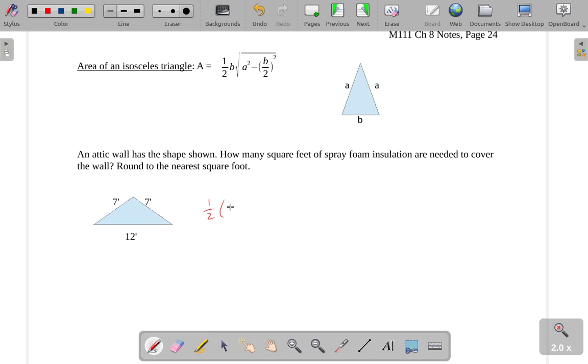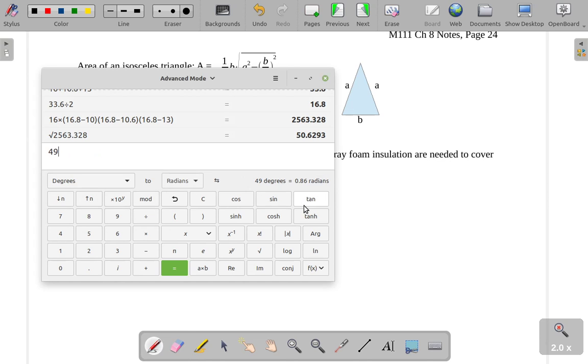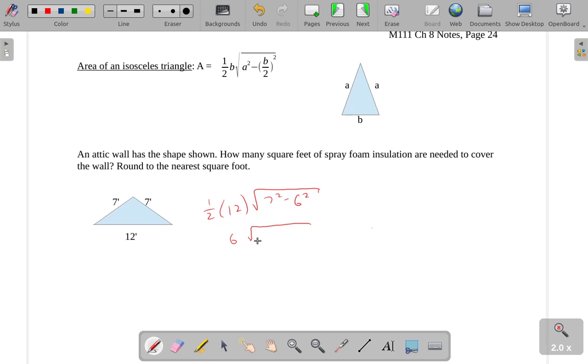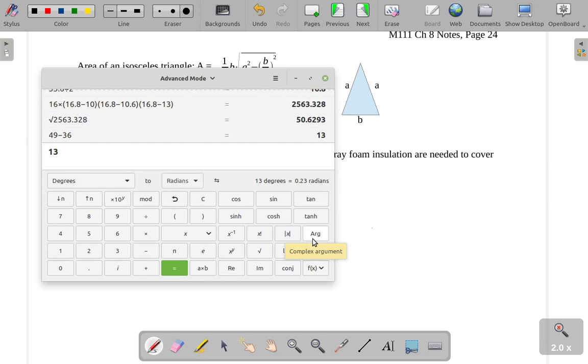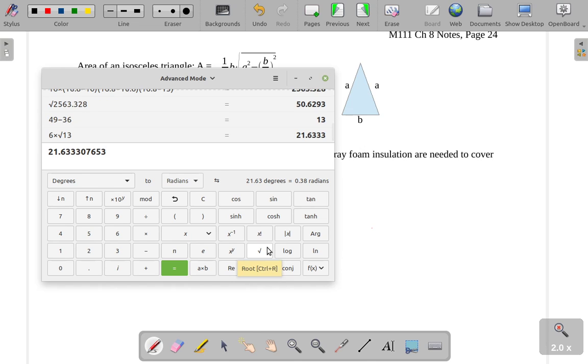So in any case, we get 1/2 times 12 times the square root of 7 squared minus 12 over 2, so 6 squared. I get 1/2 times 12, which is 6, times the square root of 49 minus 36. 49 minus 36 gives us 13. So we have this number times the square root of 13. Let's type this in there. 6 times the square root of 13 gives us 21.63, whatever.